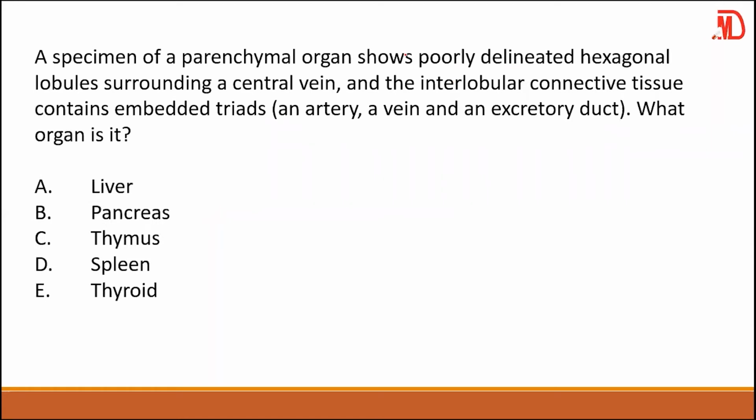A specimen of a parenchymal organ shows poorly delineated hexagonal lobes surrounding a central vein, and the interlobular connective tissue contains embedded triads. That's an artery, a vein, and an excretory duct. What organ is this typical of? This is typical for liver.